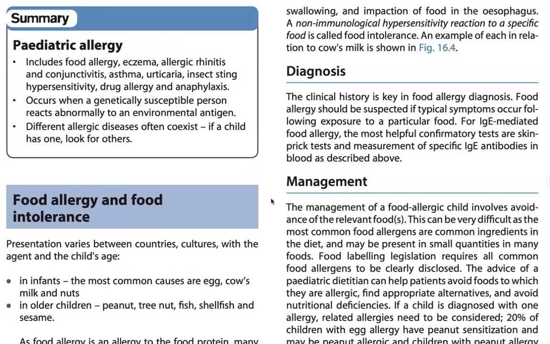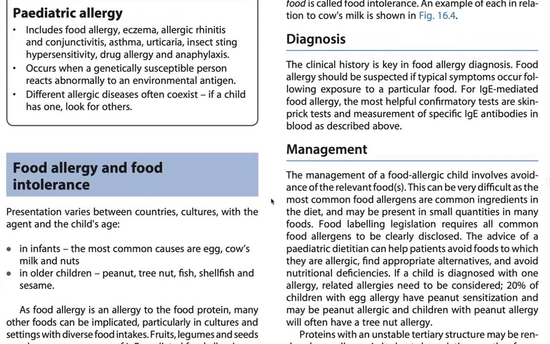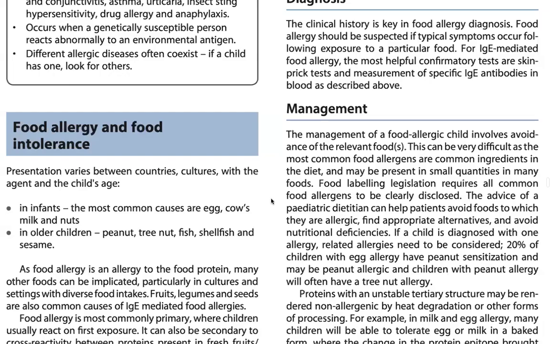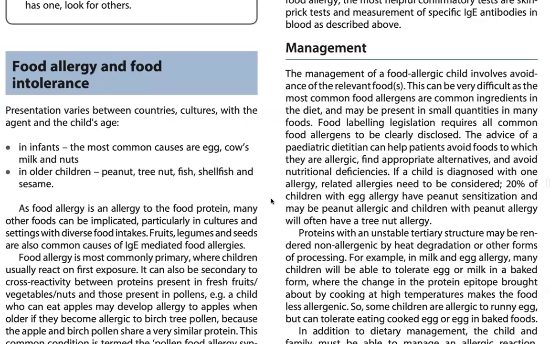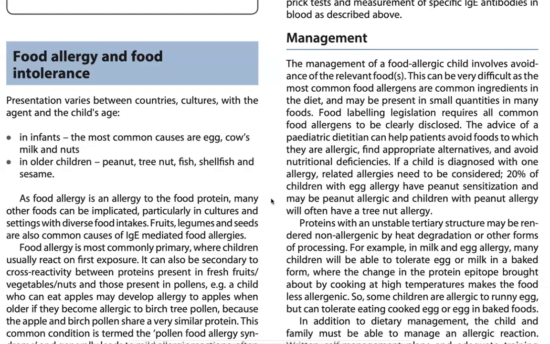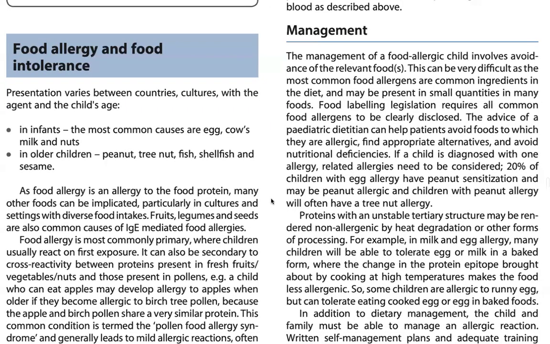The child's history is key in food allergy diagnosis. Food allergy should be suspected if typical symptoms occur following exposure to a particular food. For IgE-mediated food allergy, the most helpful confirmatory tests are skin prick tests and measurement of specific IgE antibodies in blood. Management of the food allergic child involves avoidance of the relevant food. This can be very difficult, as the most common food allergens are common ingredients in the diet and may be present in small quantities in many foods.